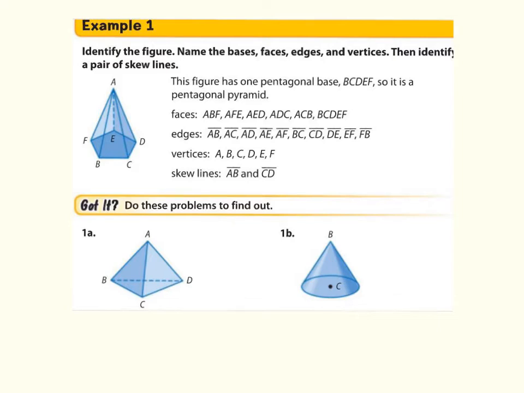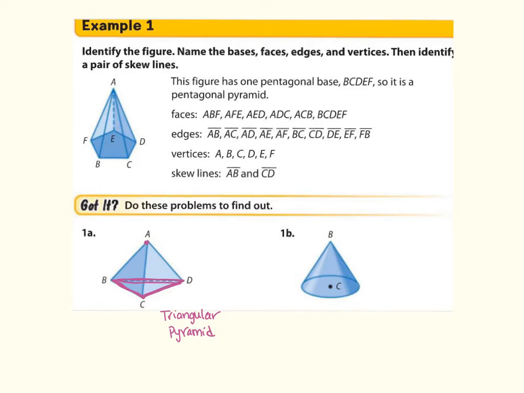Okay, so basically 1A and 1B, I just want you to be able to name the figure. Okay, don't worry about the faces and edges and vertices and all that stuff. Okay, so for the 1A, since its base is a triangle, and it meets at a point, okay, this is going to be a triangular pyramid. And in a triangular pyramid, every single side of a triangular pyramid are triangles, and there's actually 4 triangles.